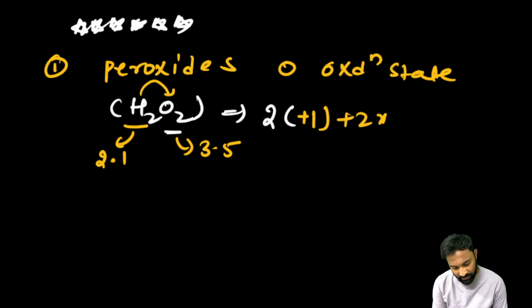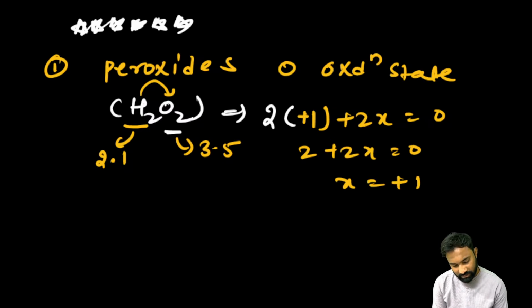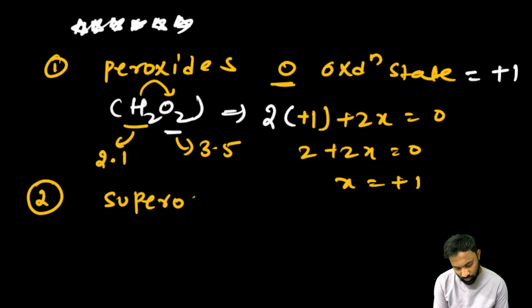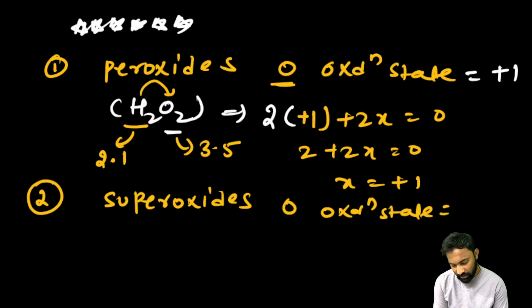Then 2 plus 2x is equal to 0. X is equal to -1. In the peroxide case, the oxygen oxidation state will be -1. Done? Next one, second one. In the second case, if they are asking about superoxides, the oxygen oxidation state in the superoxide case will be -1/2.